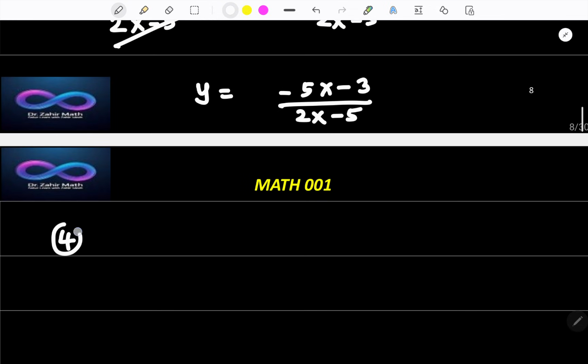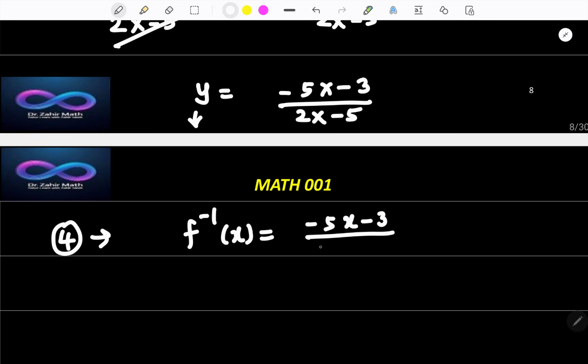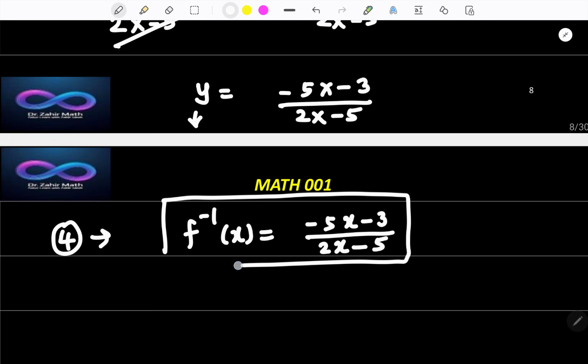What is step number 4? Put y equals f inverse of x. This is equal to minus 5x minus 3 divided by 2x minus 5. So this is your final answer. Clear all of you? Right.